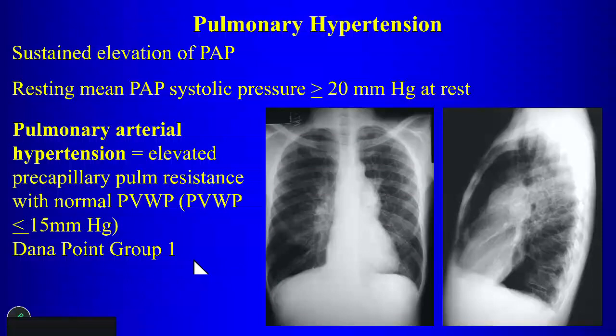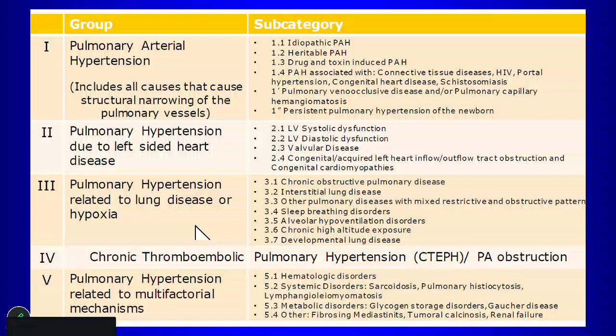So let's move on to discuss pulmonary hypertension. So definition is sustained elevation of pulmonary artery pressure greater than 20 millimeters at rest. The term pulmonary arterial hypertension means that you have elevated precapillary pulmonary resistance with normal pulmonary venous wedge pressure. So the pulmonary venous wedge pressure is normal.